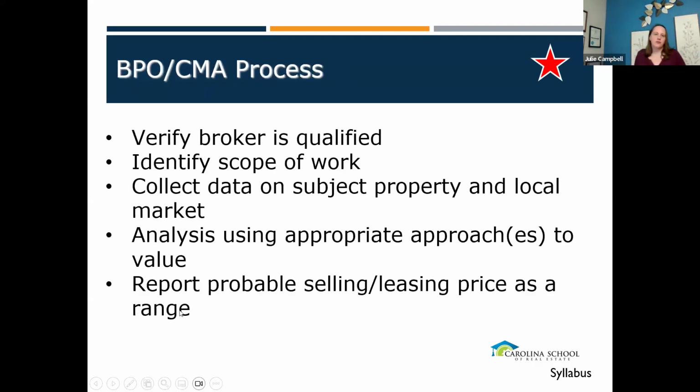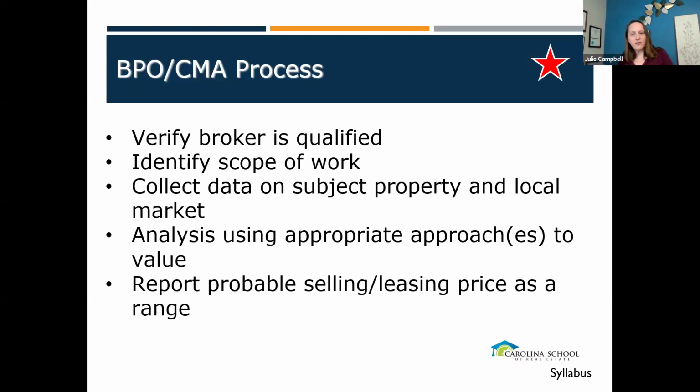Some things you may want to consider if you are being hired. Make sure you're a qualified broker. What we mean by that is your license is on active and current status. We're going to talk about active and current status in our license law and commission rule. You can't get paid unless your license is active. We need to identify the scope of the work. Like, what am I doing the CMA for? Is it residential? Is it commercial? Is it for a third-party relocation company? Is it for an attorney trying to settle a divorce?